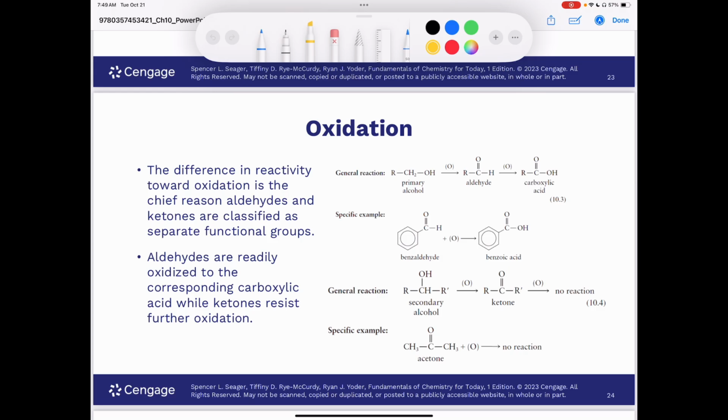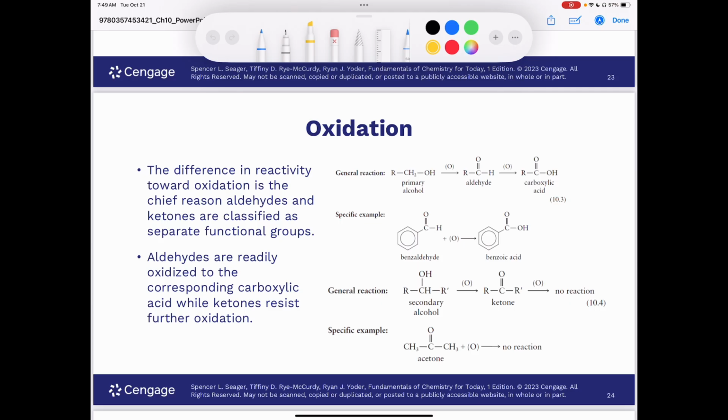All right, so moving on to oxidation, the difference in reactivity toward oxidation is the chief reason aldehydes and ketones are classified as separate functional groups. Aldehydes are readily oxidized to the corresponding carboxylic acid, while ketones resist further oxidation.